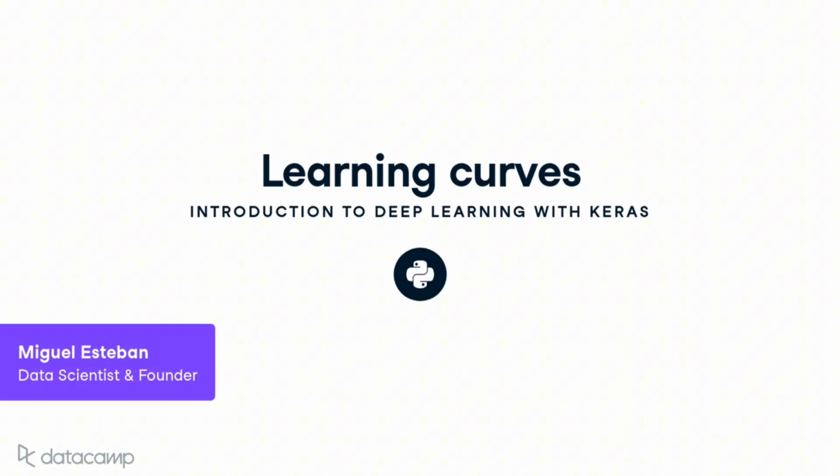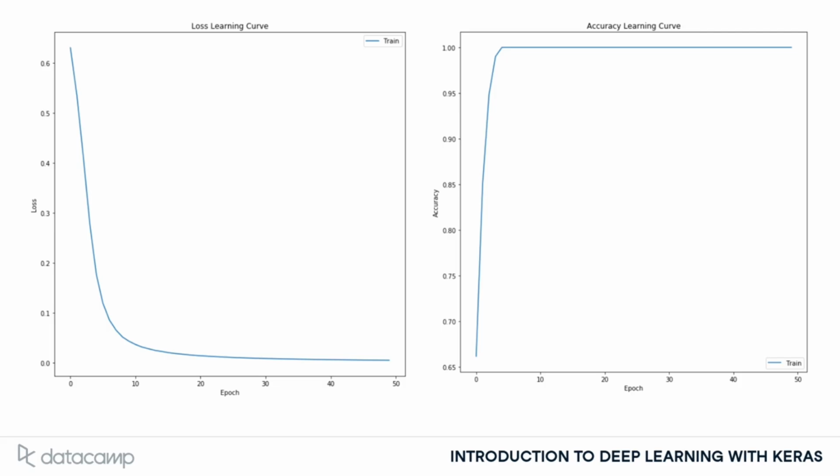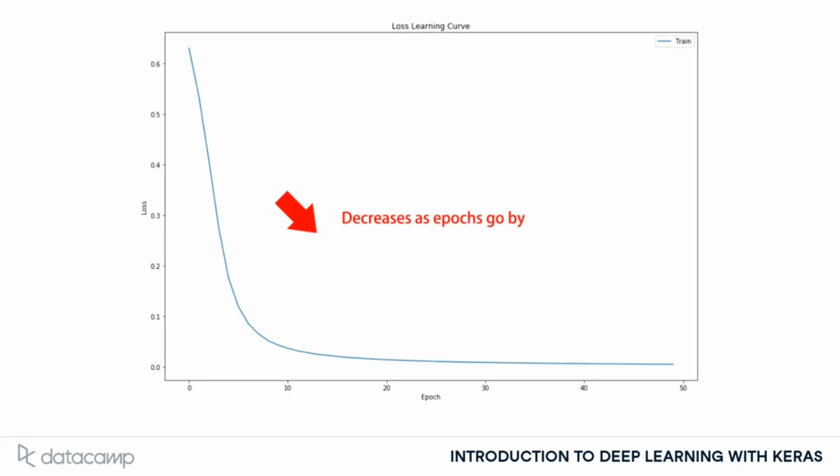Learning curves provide a lot of information about your model. Now that you know how to use the history callback to plot them, you will learn how to read them to get the most value out of them. So far, we've seen two types of learning curves: loss curves and accuracy curves. Loss tends to decrease as epochs go by. This is expected, since our model is essentially learning to minimize the loss function.